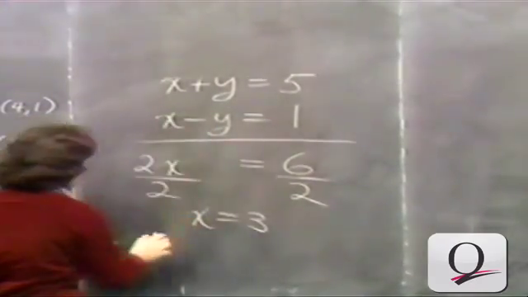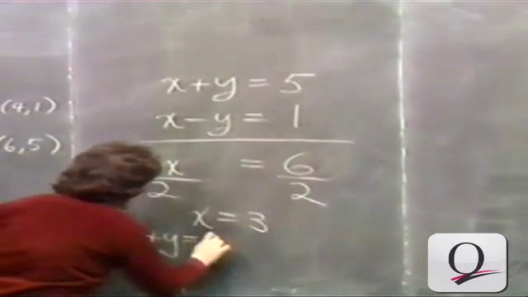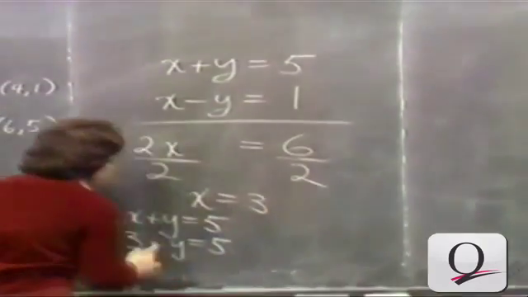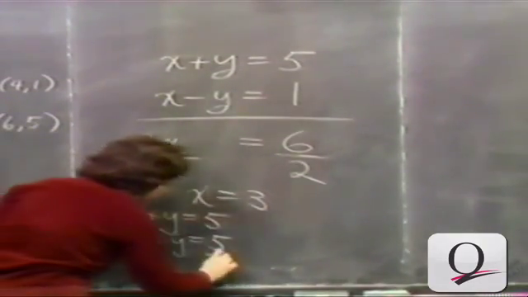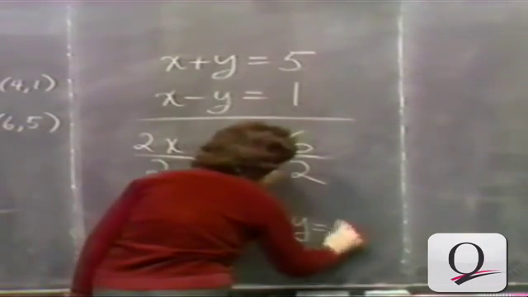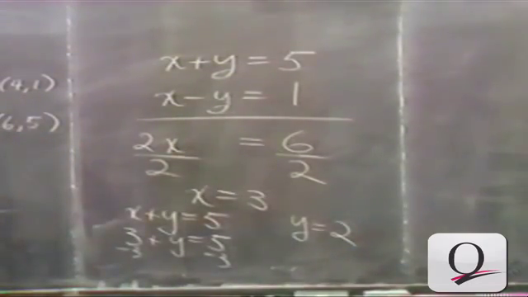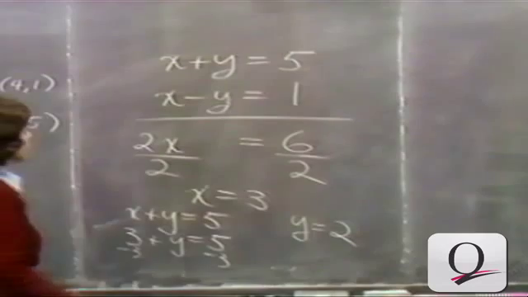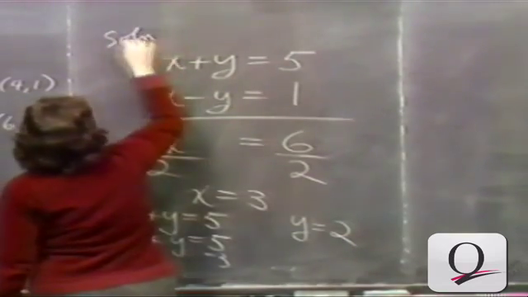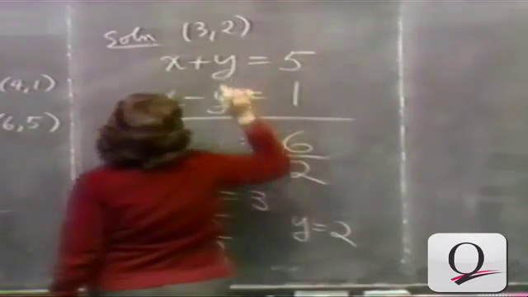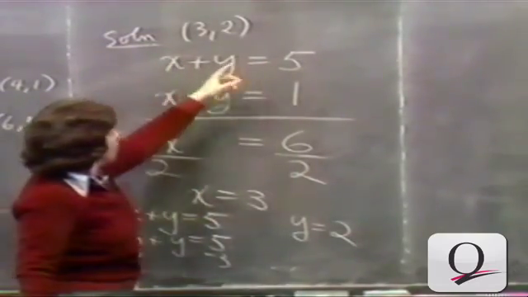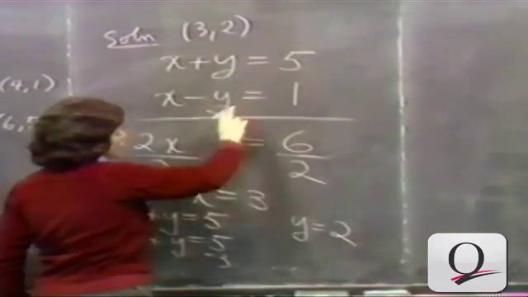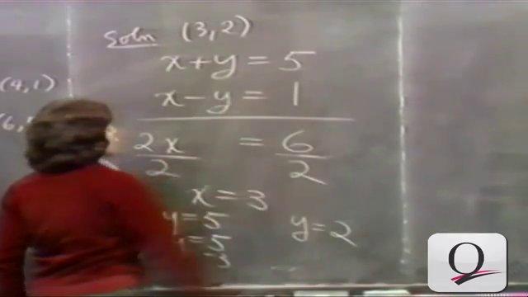Okay, let's say we try the first one. x plus y equals 5. If we let x equals 3, we have 3 plus y equals 5. Subtracting 3 from both sides, we get y equals 2. So the solution to this problem, and we see we get the same answer that we got geometrically, is x equals 3, y equals 2. Or you can write it this way, (3, 2). This is the only solution to this problem. And of course, you can always check by going back to the equations. 3 plus 2 equals 5, 3 minus 2 equals 1.